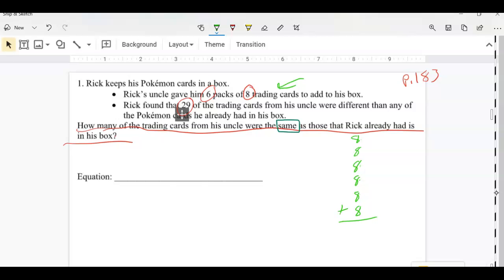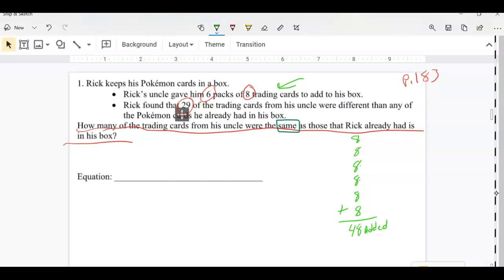So when you add them all up, you're going to get 8 plus 8 is 16, plus another 8 is 24, plus another 8 is 32, plus another 8 is 40, plus another 8, 48. Okay? So we got 48 cards that were added. It was given to him by his uncle.